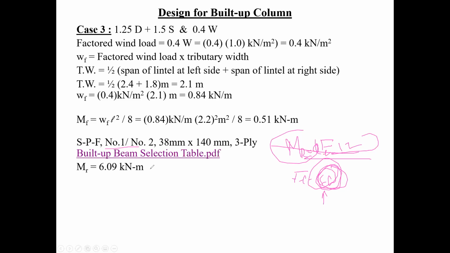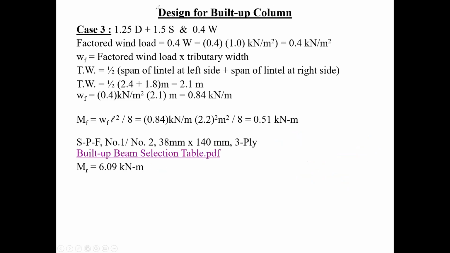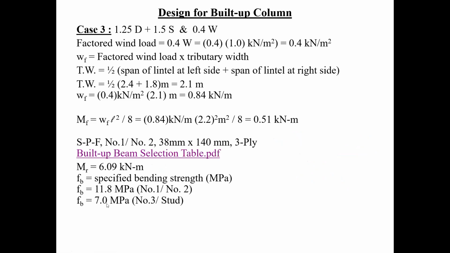So if I can find the value of FB for a number 1, number 2, and I can find the FB value for a number 3, I can just prorate this value and get the right value for a number 3. I would show you where to find that in the handbook, but I don't want you guys to spend $200 just for that. So therefore, FB is the specified bending strength. For a number 1, number 2, it's 11.8 MPa. So that's how much bending this grade can actually take. And for a number 3, I believe it's 7.0. And like I said, this you find straight in the tables in the back of the handbook, in the standard.